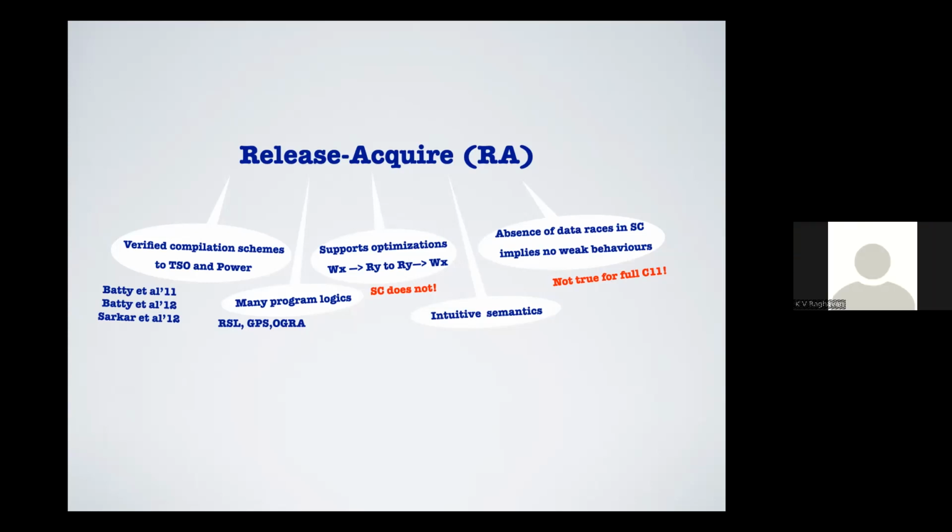But when you say extra behaviors, you mean non-release acquire behaviors? No. When I say extra, my reference point is always sequential consistency, because it's the traditional behavior. So whenever I say extra, it is more than sequential consistency allows.